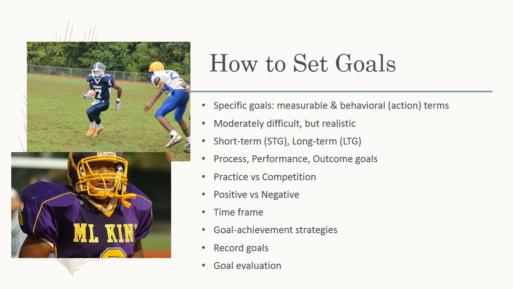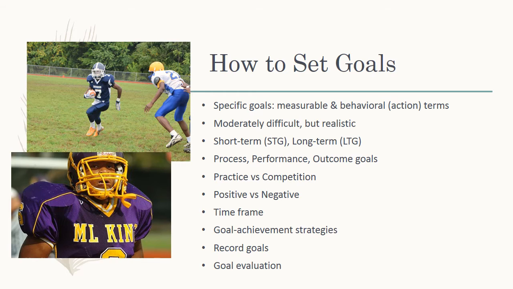There are many different factors to consider when setting goals. Let's explore some of these factors here. Goals should be specific. They should be measurable, and they should be in behavioral or action terms. For example, an athlete might set a goal to be able to perform 25 push-ups by the end of the season. This is measurable, in which you can measure 25 push-ups, and the behavior or action is to be able to do the push-ups. Goals should be moderately difficult, but they should also be realistic.